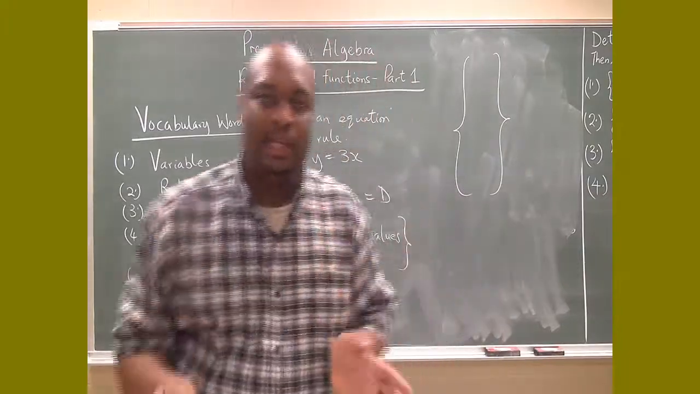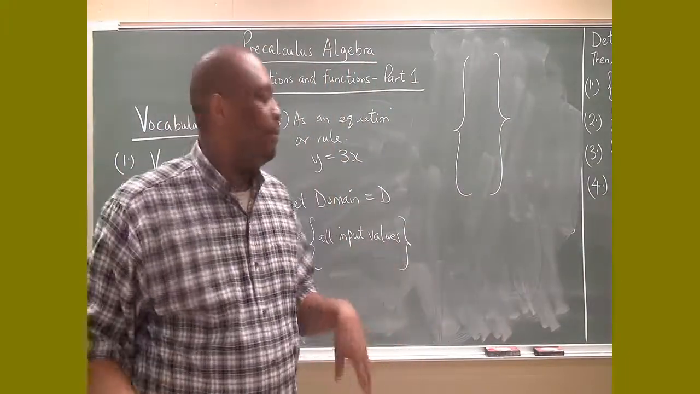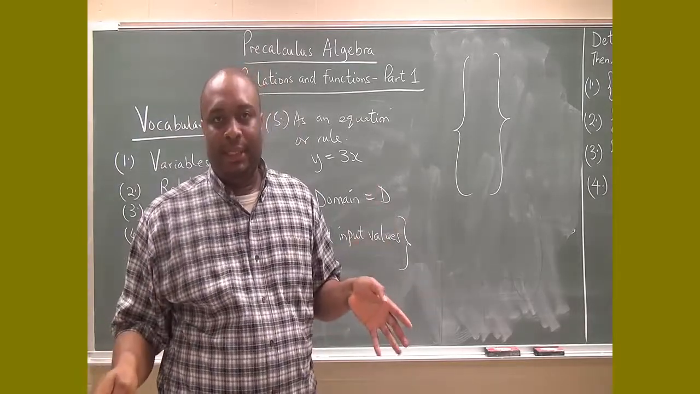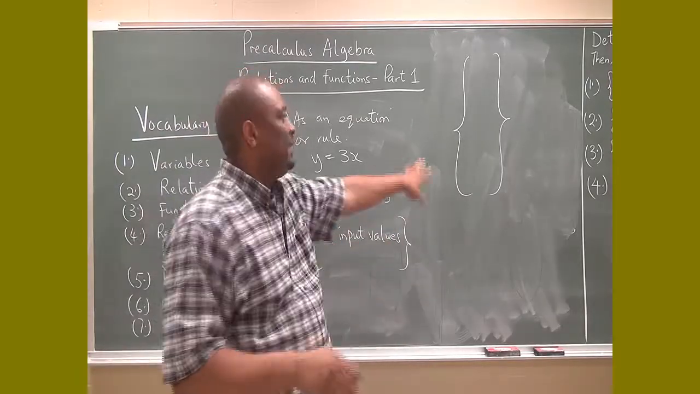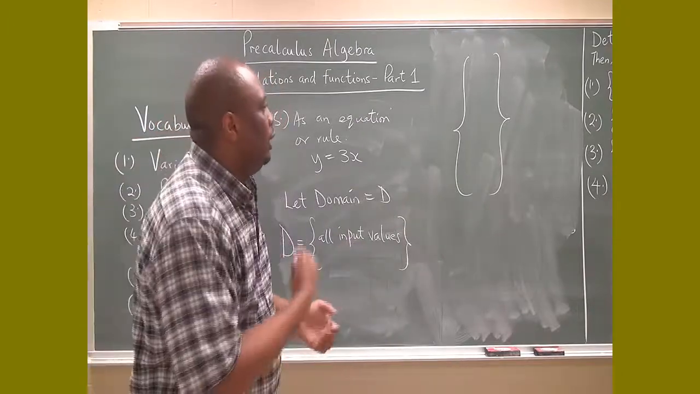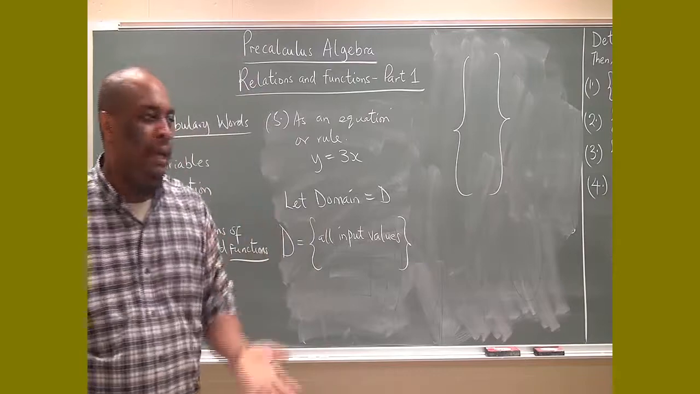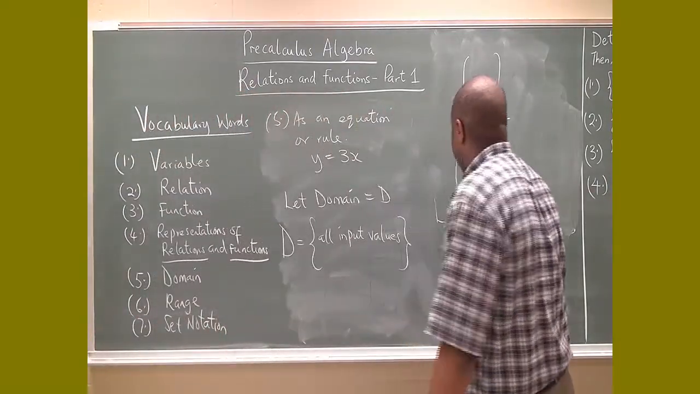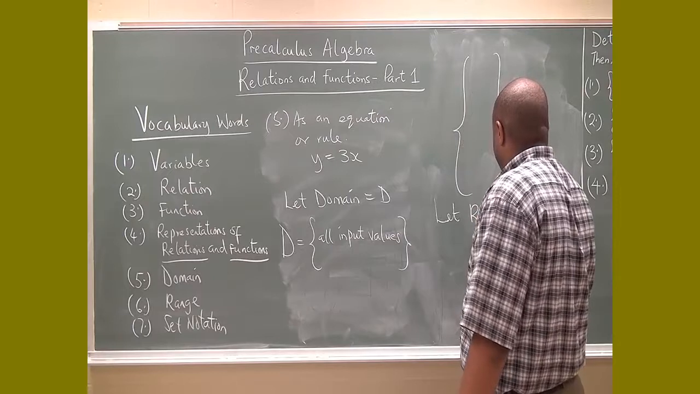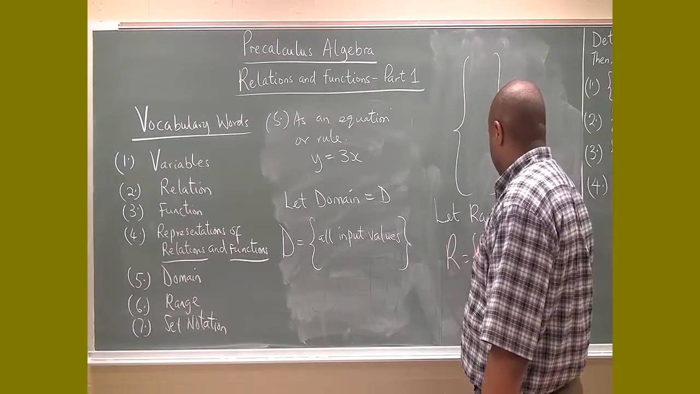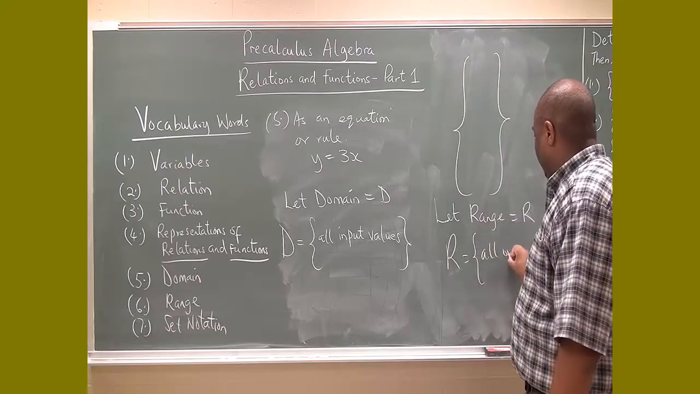If you're writing it in set notation, you have to write it well. If you use parentheses, it is wrong. You've got to use braces. Okay? These braces mean set of. So domain is a set of all input values. And then let's say let range be R. Range is a set of all output values.